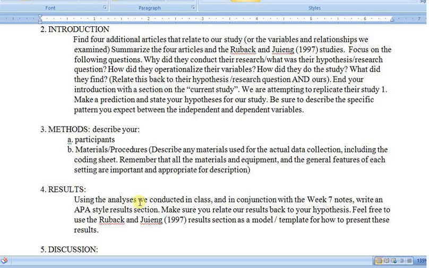The method section. For the method section, the person who does the method section is going to need to describe the participants. So when we get the data and I post the video for the results, I'll go over how many males we have, how many females we have, and what the ethnic breakdown of our sample is. The person who does the methods will describe this in the participant section. The person who does the methods will also describe the materials and procedures that we used in our study, right?